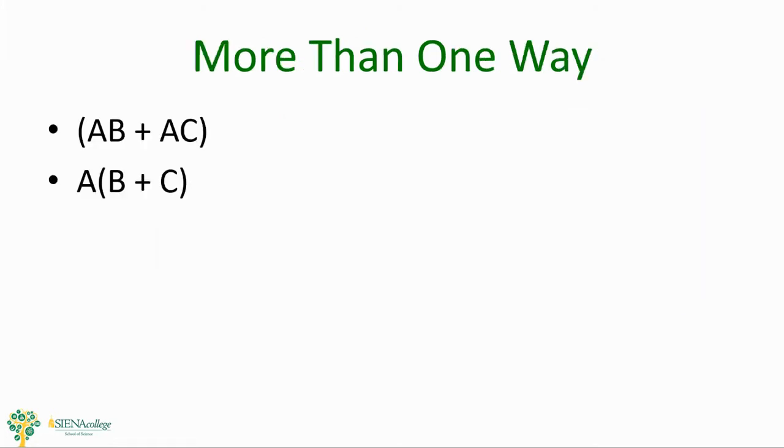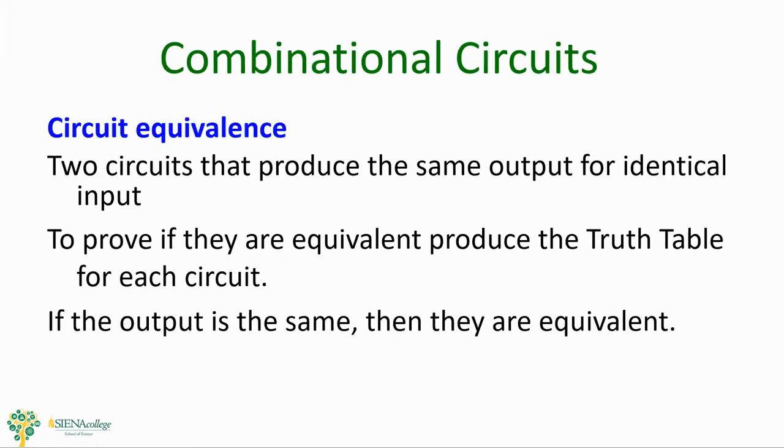There's more than one way to describe a given truth table. Or putting it the other way, we can have multiple circuits and multiple Boolean expressions that produce the same truth table. And the way that will determine whether two circuits or two Boolean expressions are equivalent is if they have the same truth table. So what we'll do to prove it, if they're equivalent, we'll produce the truth table for both of the circuits.